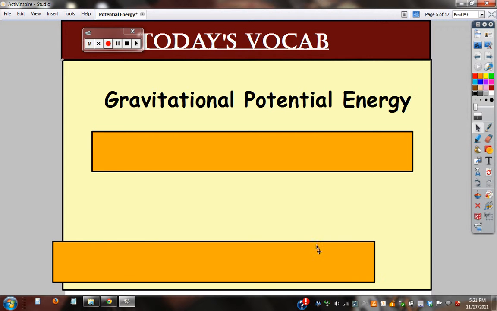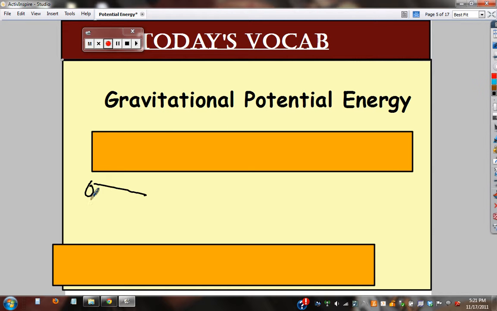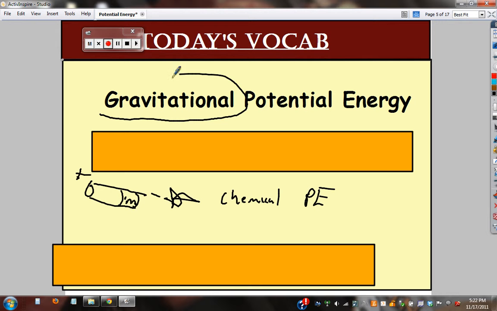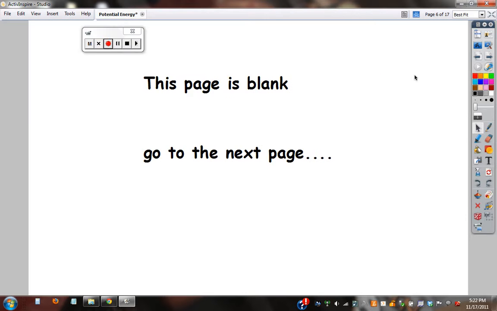Okay, vocab for today. Gravitational potential energy. There's lots of types of potential energy. This is a battery, little copper top, and it's got a positive and a negative end. This is actually a special type of what's called chemical. And I'm just going to go PE from here on out. Okay, we're looking at potential energy due to gravity. When I lift something up in the air, it wants to fall, and when it does, it can do a lot of work. So it's got potential.